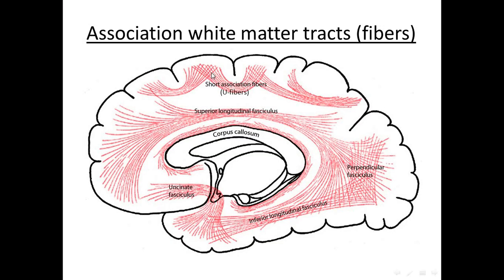This illustration shows the association white matter tracts. This area here is the U fiber. These are short association fibers which connect the gyri of the cortex of the brain with the adjacent gyri. These are some other association white matter tracts which connect different areas of the same cerebral hemisphere, including the superior longitudinal fasciculus, the uncinate fasciculus, the inferior longitudinal fasciculus, and the perpendicular fasciculus.